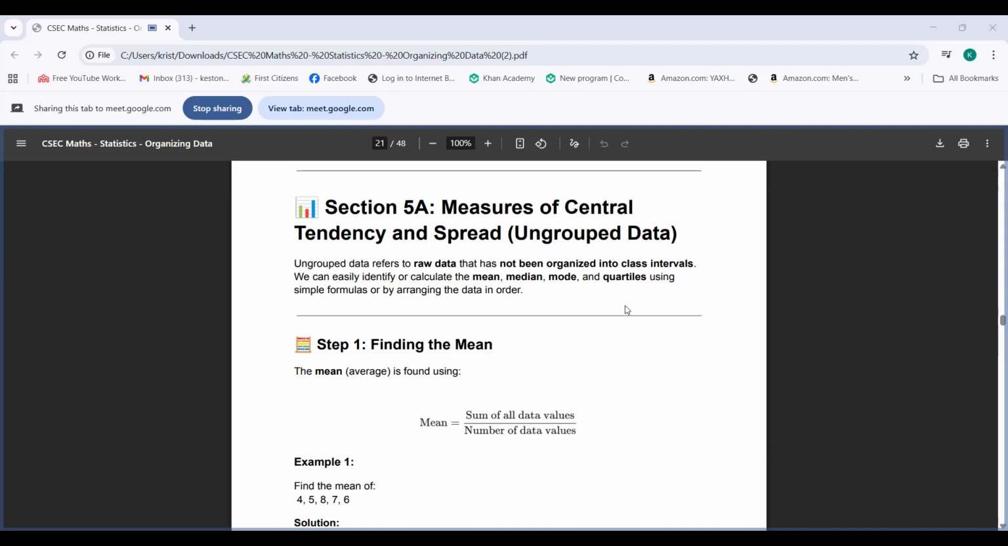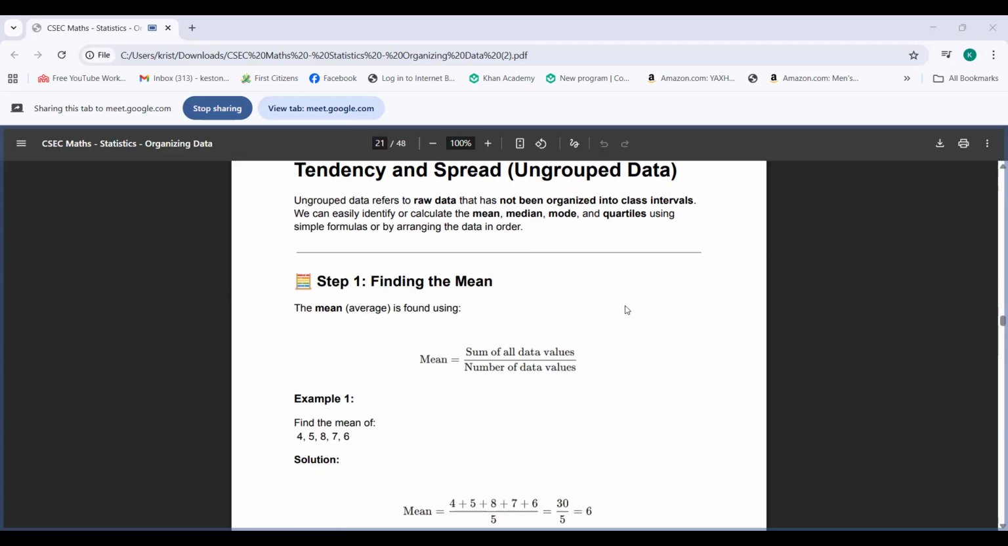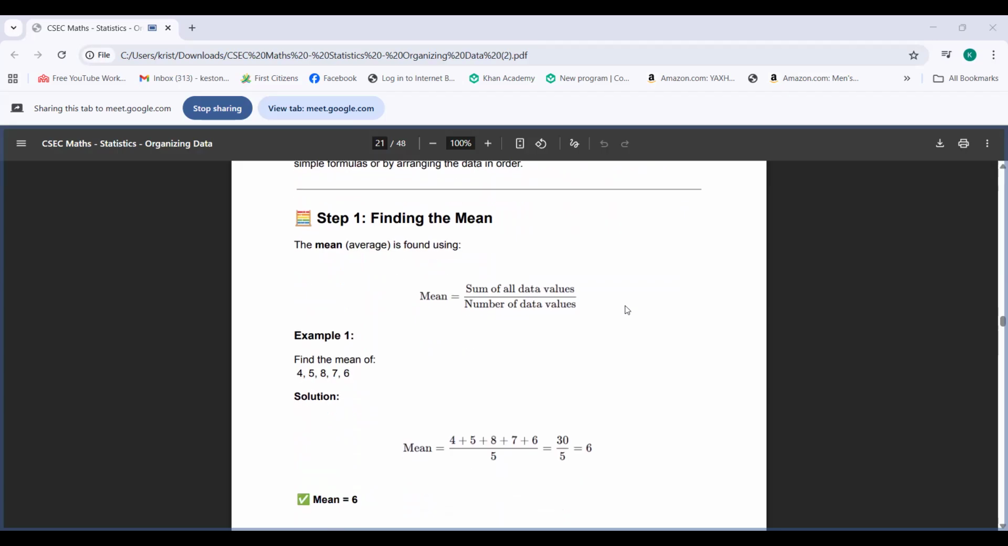Now, we have some simple formulas that we will use to calculate these things. For some of these, we'll need to arrange them in numeric order or ascending order before we actually work them out. So the first one we want to look at is finding the mean, which is a very common thing. A lot of you guys would already know how to do it. Basically, when we are calculating the mean, we're taking the sum of all the data values, the sum of all the observations, and then dividing it by the number of observations.